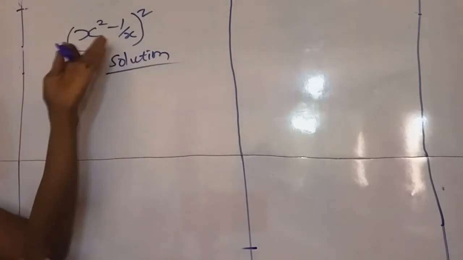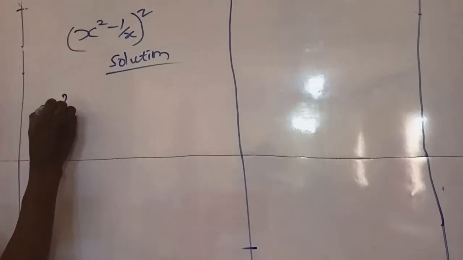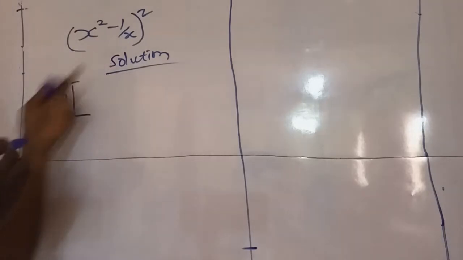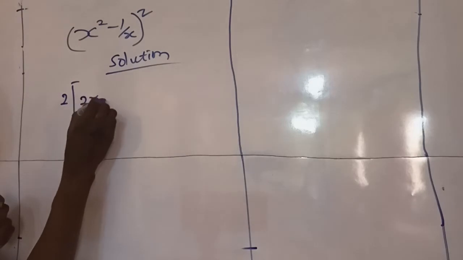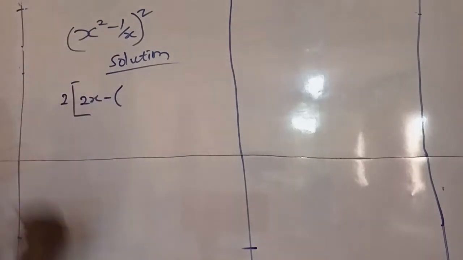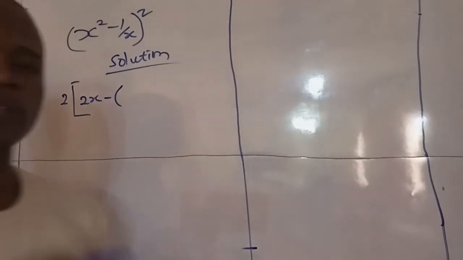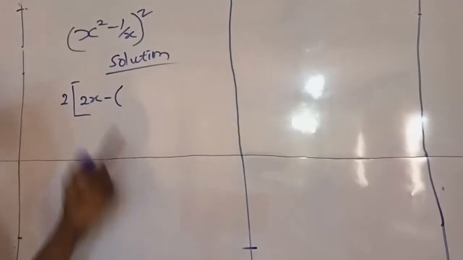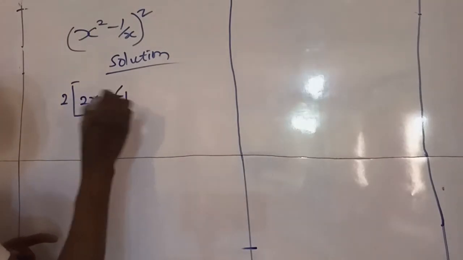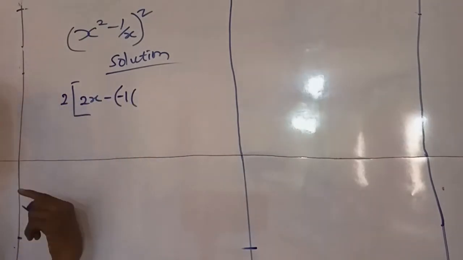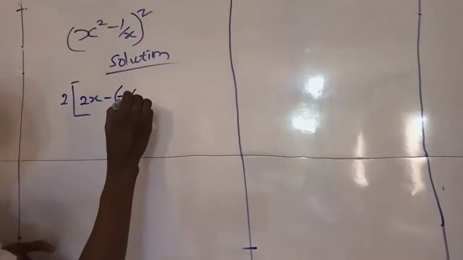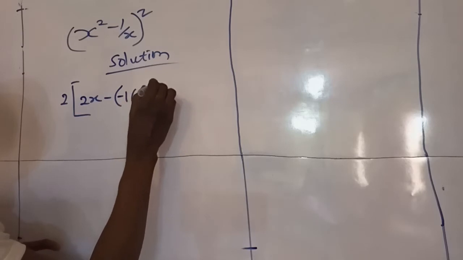If I want to differentiate this as a whole expression, I have 2 into bracket. If I differentiate x squared, this will give me 2x minus. So I want to differentiate 1 over x. 1 over x simply means x raised to power minus 1. To differentiate x raised to power minus 1, you take minus 1 to the left hand side, then you have x raised to power minus 1 minus 1, which simply means x raised to power minus 1 minus 1.